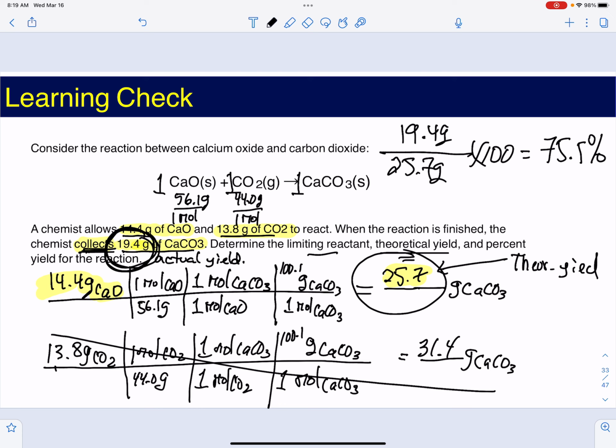So on this reaction, we were only able to produce 3/4 of what we were supposed to produce. It's rarely that you have a reaction that gives you 100% yield. I would be suspicious about that because in the lab, you have to use glassware, and sometimes your products get stuck on the glassware, and you cannot count that when you weigh the final product. So that's how we find the limiting reactant, the theoretical yield, and the percent yield on this particular problem.